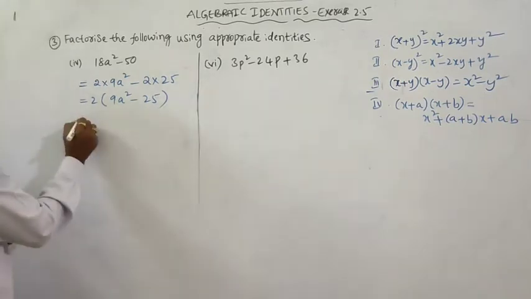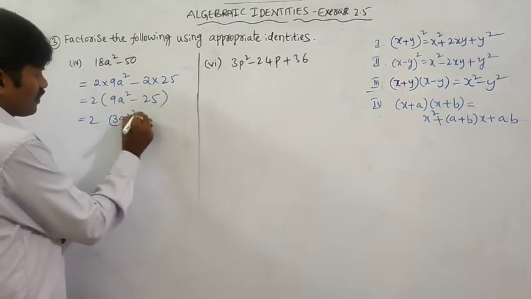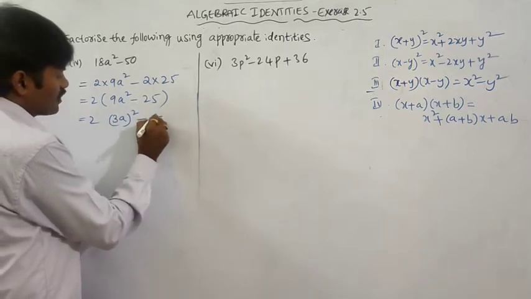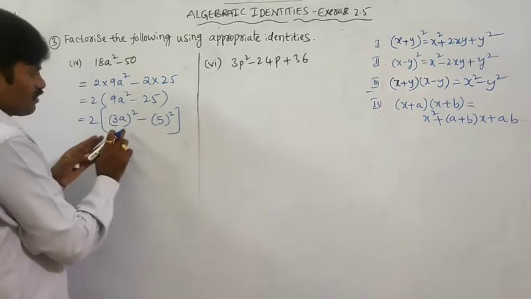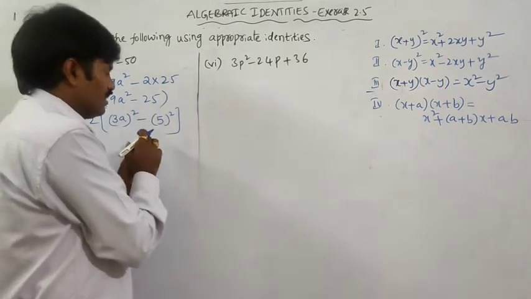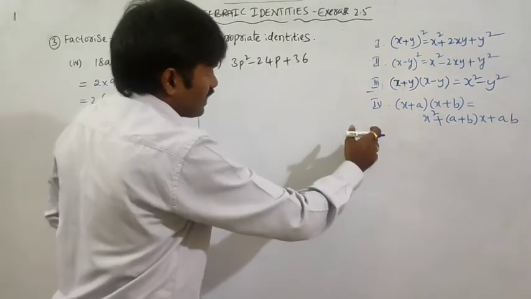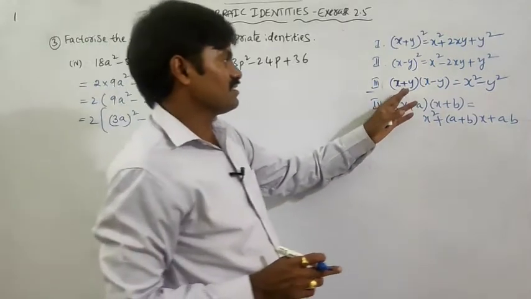Okay, now 9a square is a perfect square. It can be written as 3a whole square. Minus 25 is also a perfect square. It can also be written as 5 square. Now observe in the bracket: 3a whole square minus 5 square. It is in the form of one of these identities. What is the suitable identity? That is the third identity.